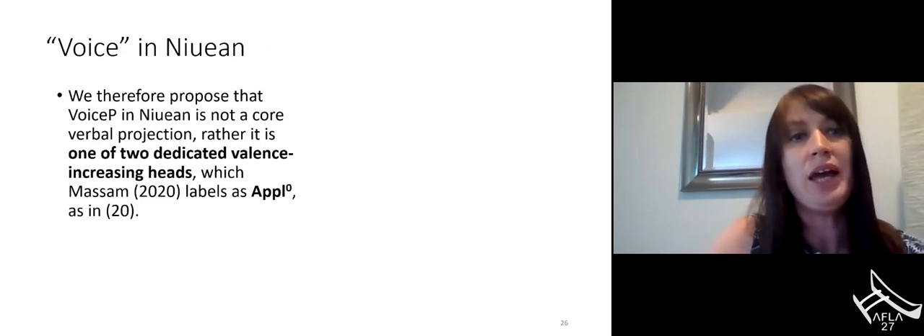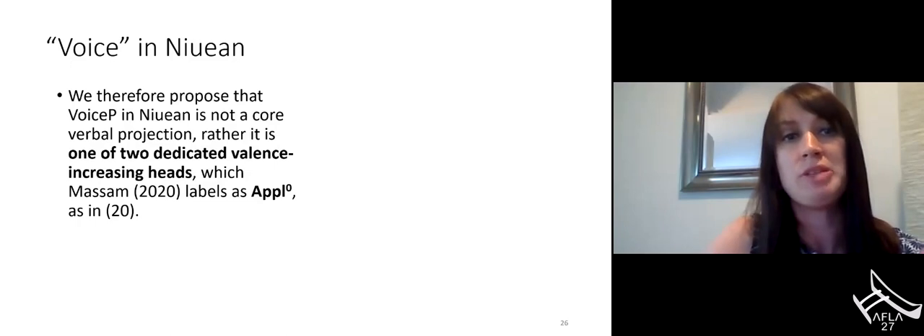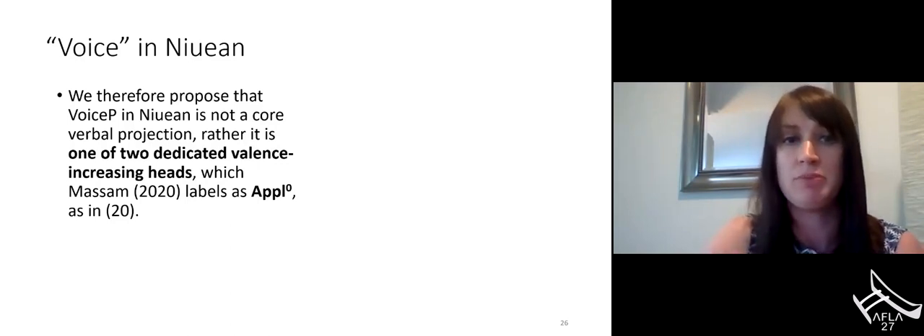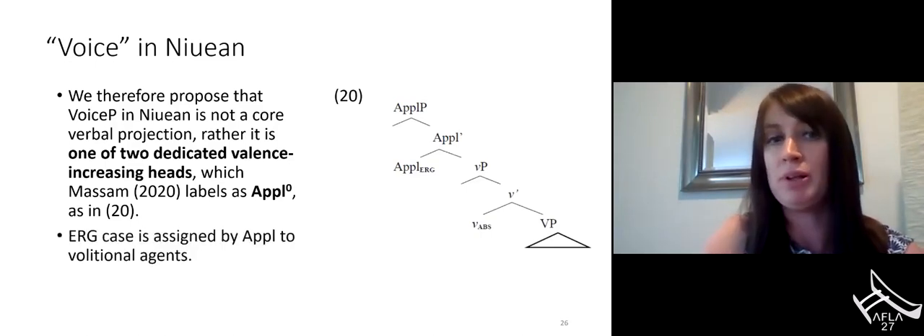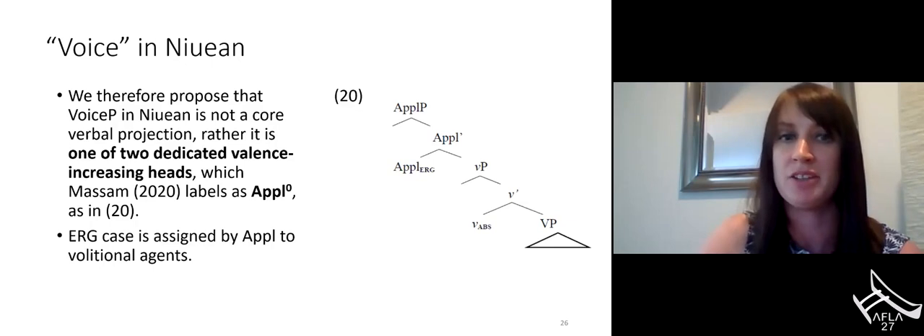So for voice in Niuean, we therefore propose that voice P in Niuean is not a core verbal projection, rather it's one of 2 dedicated valence increasing heads, which we're going to label as Appl following Massam 2020, and that's shown there in 20. So we have Appl above little vP, and this type of Appl accommodates volitional agents, and it assigns ergative case in spec head.